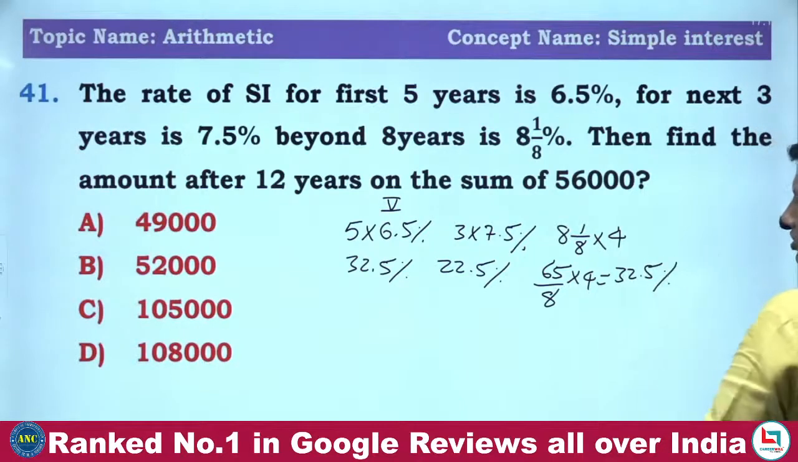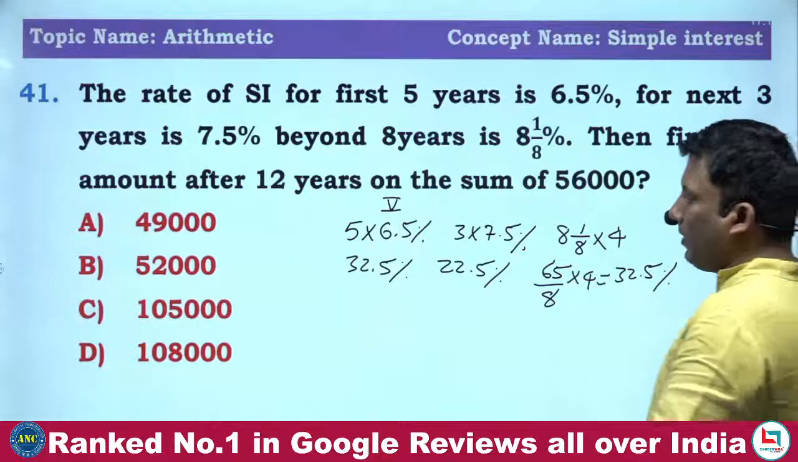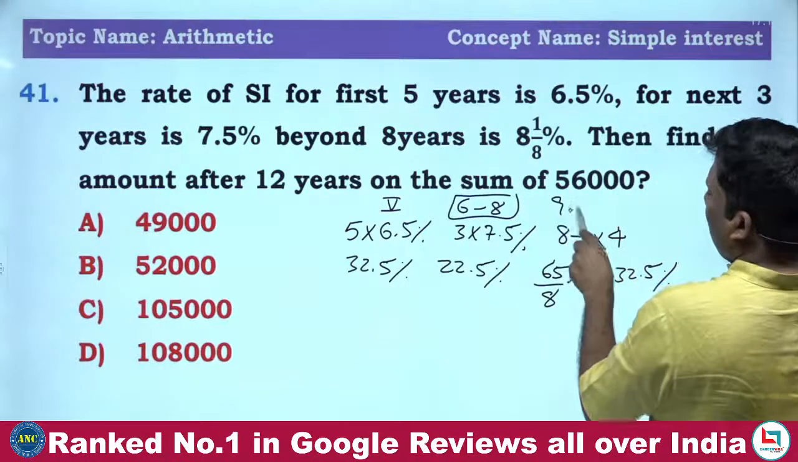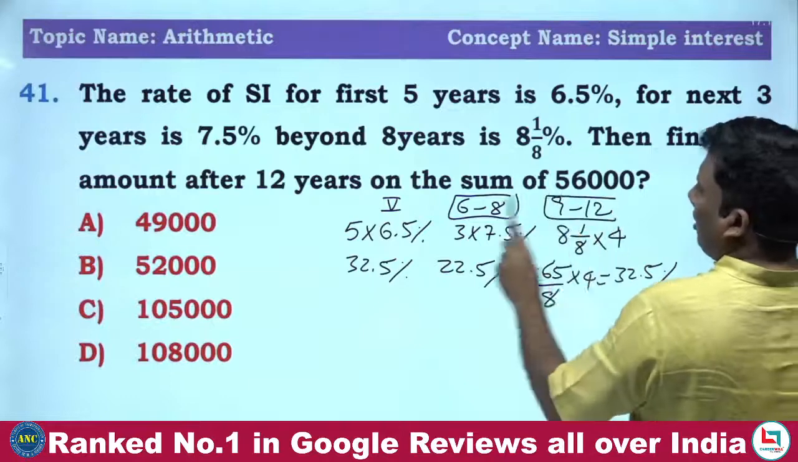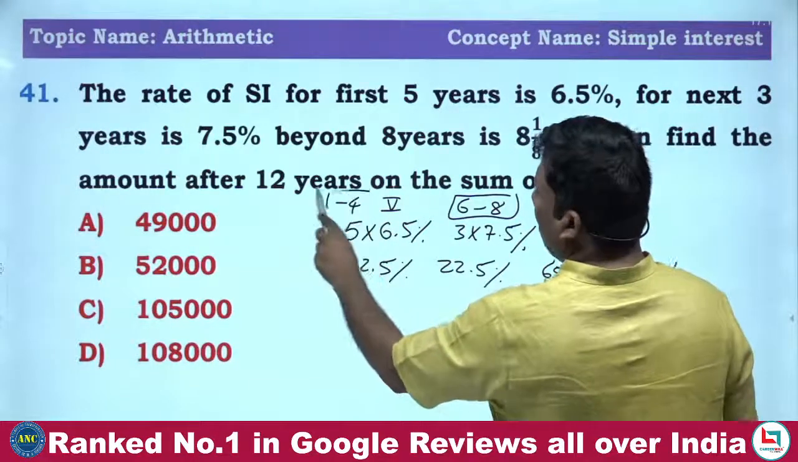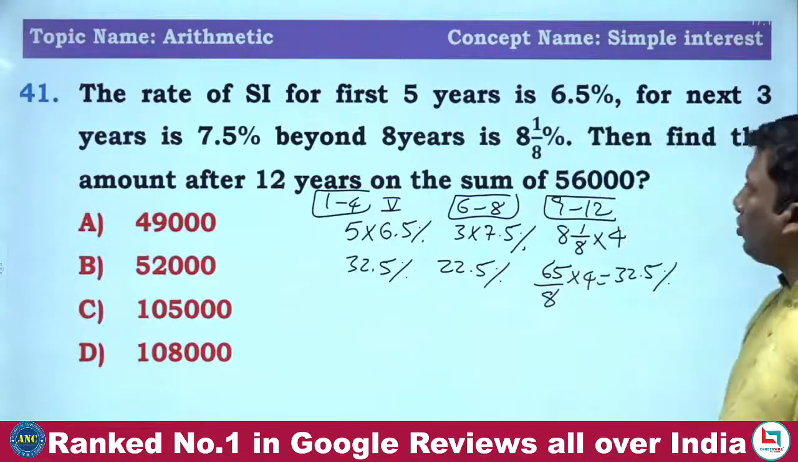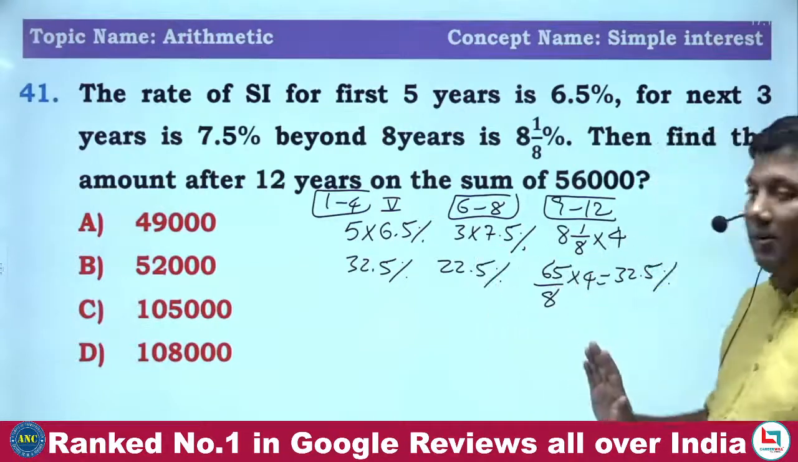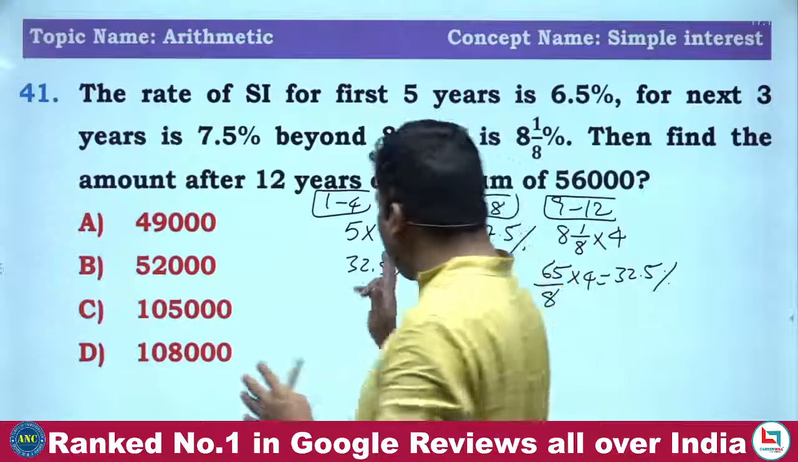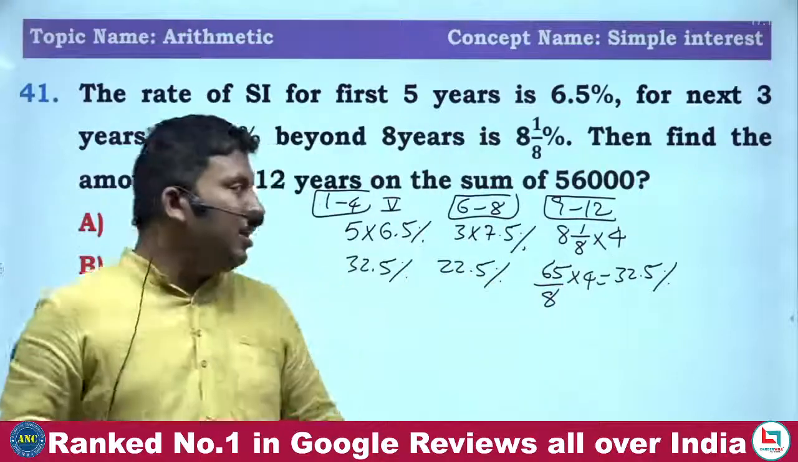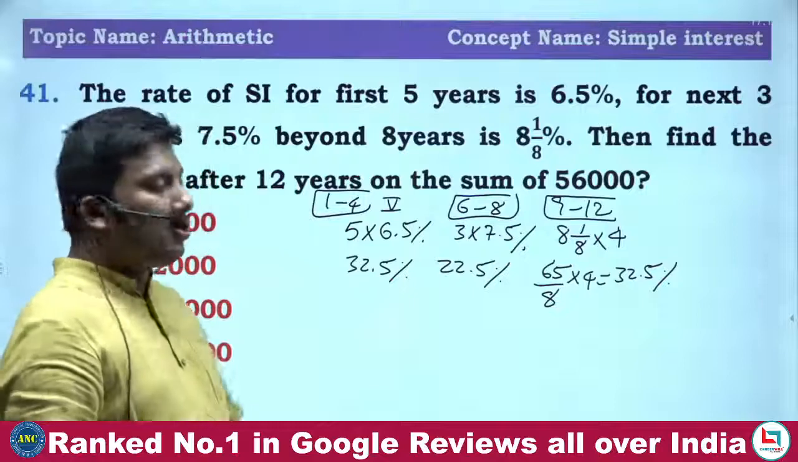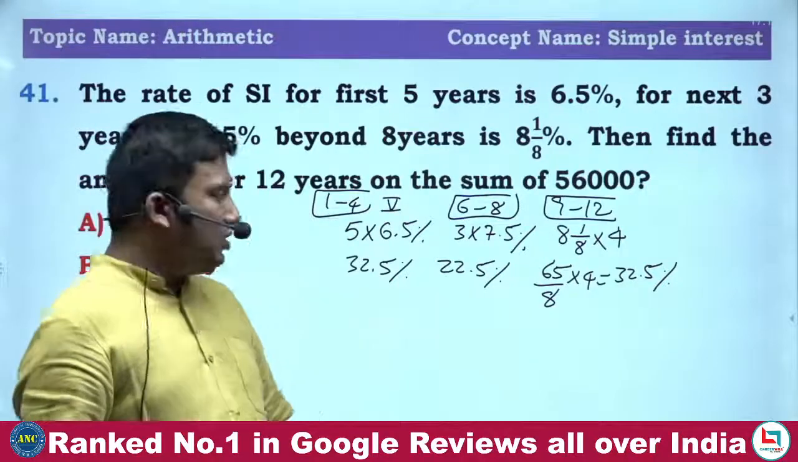32.5 percentage. This is from 6 to 8 and it is from 9 to 12. This is from 1 to 4. For 1 to 5 it is 5 into 6.5. For 6 to 8 it is 3 into 7.5. For the first 5 years it is 6.5; 6th, 7th, 8th it is 3 into 7.5. 9 to 12 it is 8, 1 by 4, into 4.